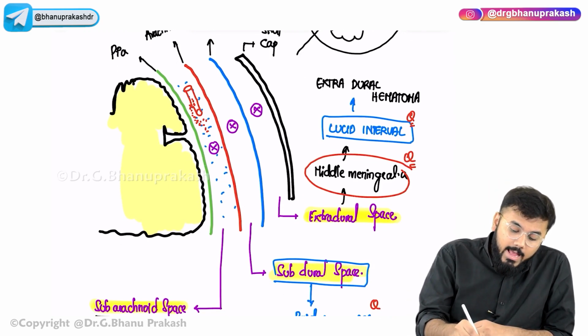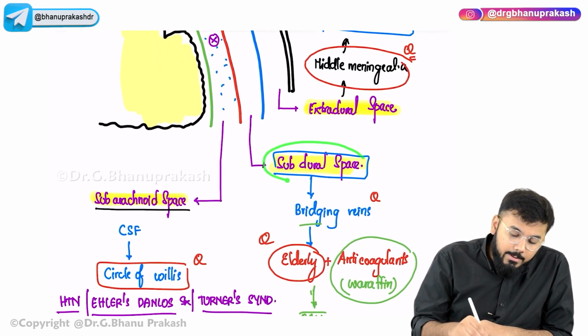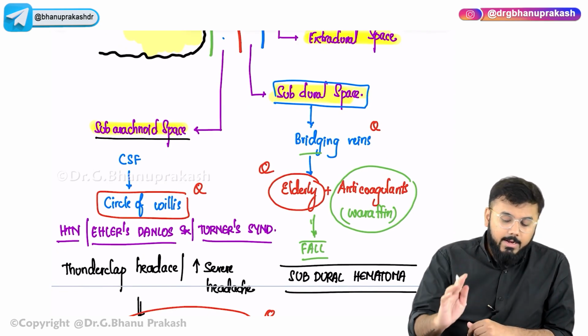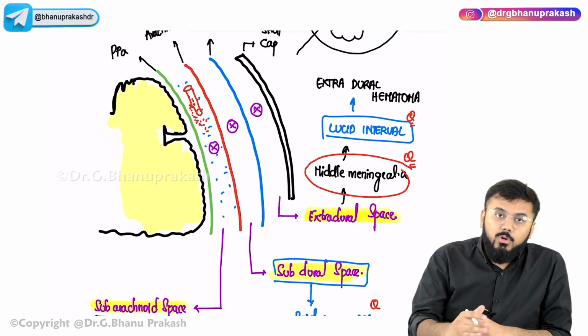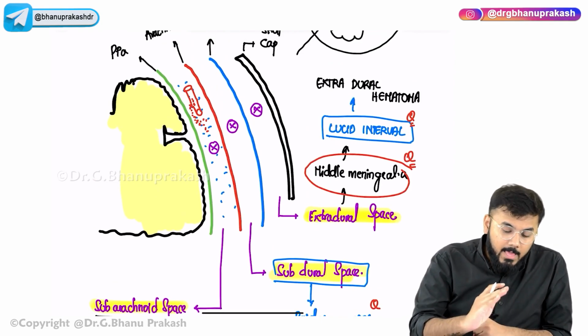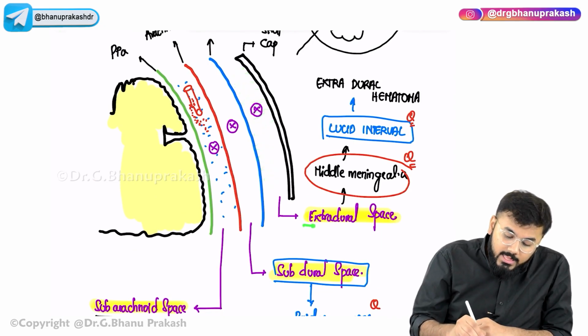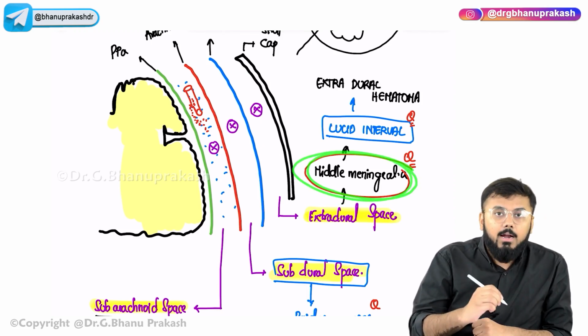One is called extradural hematoma. The other one is called subdural hematoma, right? Another one is called subarachnoid hematoma. So, what are these important things? Extradural in the sense outside the dura mater. Outside the dura mater in the sense this is the space, right? So, in the extradural space, what do you have? You have the middle meningeal artery.